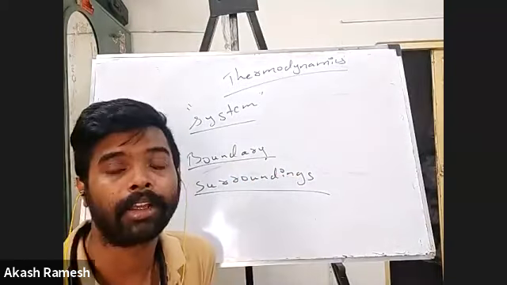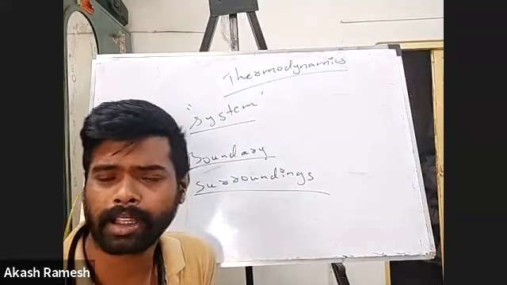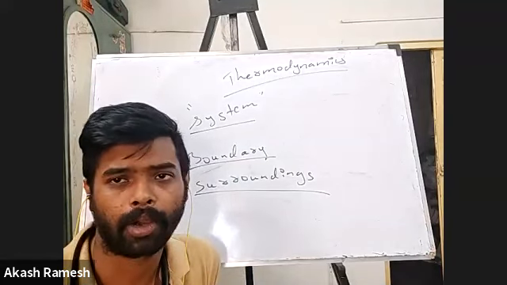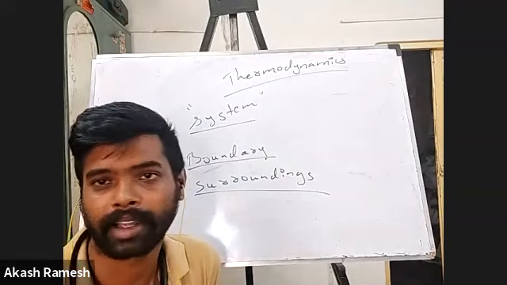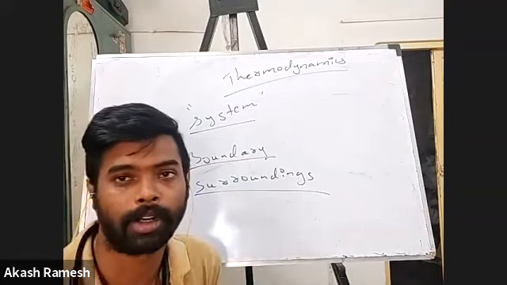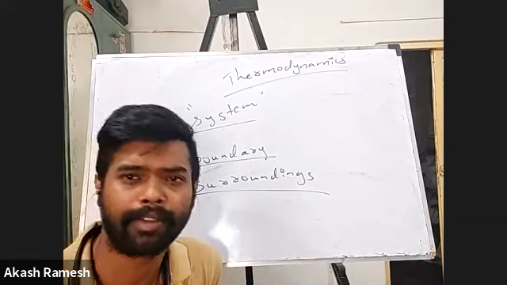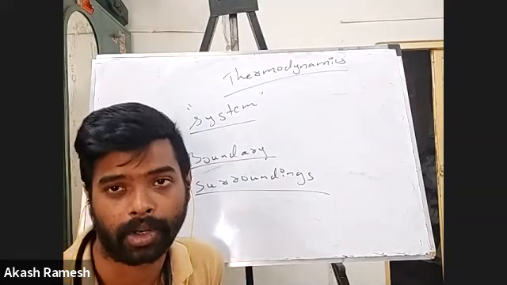Okay, right? So what do you mean by surroundings? Anything other than the system. Say for example, if I take my whole body as my system, anything, literally anything outside the body, the entire world, the entire Milky Way galaxy, everything will come under surroundings.